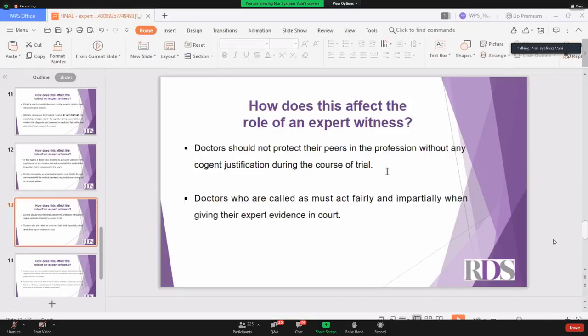So you have to be impartial. You're doing a duty to the court. Your duty is to the court. You cannot incline to one side. For as long as you are testifying, you must justify what you are testifying.